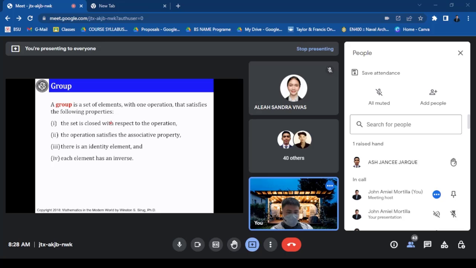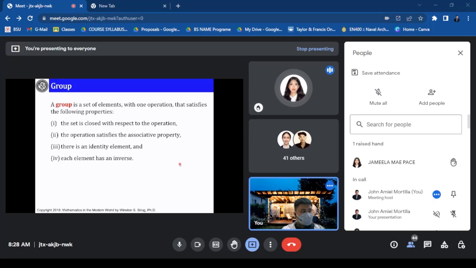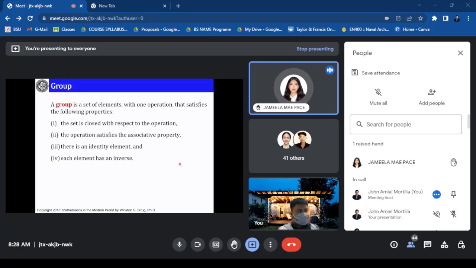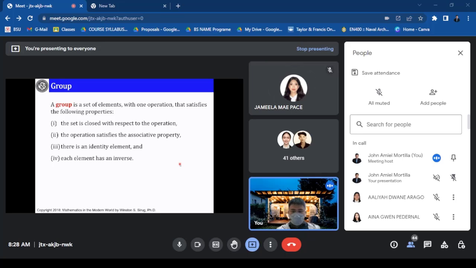So, group. Okay, Jamila, please read group. A group is a set of elements with one operation that satisfies the following properties. The set is closed with respect to the operation. The operation satisfies the associative property. There is an identity element, and each element has an inverse. Okay, so these are the properties of the group.